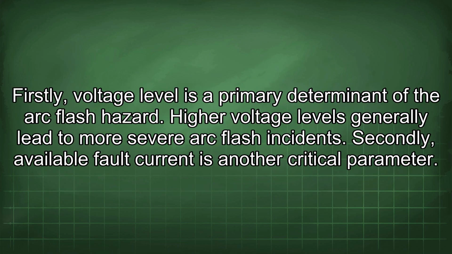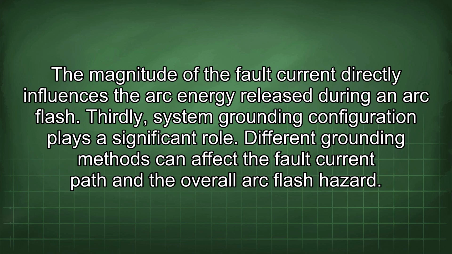Firstly, voltage level is a primary determinant of the arc flash hazard. Higher voltage levels generally lead to more severe arc flash incidents. Secondly, available fault current is another critical parameter. The magnitude of the fault current directly influences the arc energy released during an arc flash. Thirdly, system grounding configuration plays a significant role. Different grounding methods can affect the fault current path and the overall arc flash hazard.